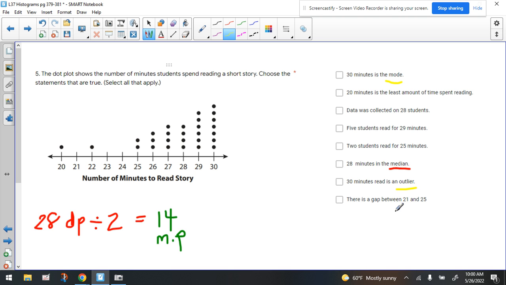And there is a gap between 21 and 25. So let's look at 21 and 25. Do we have a gap there? A gap, remember, means no data in that part of the data set. So I'm seeing that we have some data in there. All right, so good luck finishing that up. Hopefully this video was helpful for you.